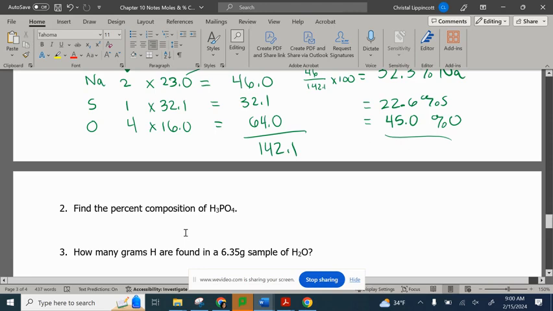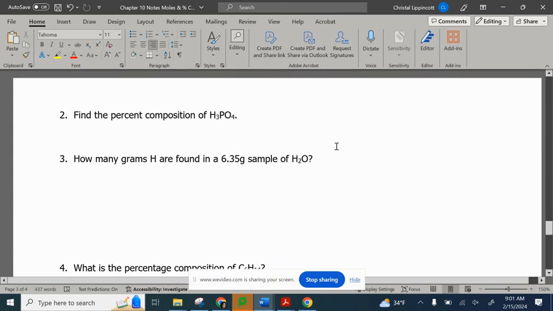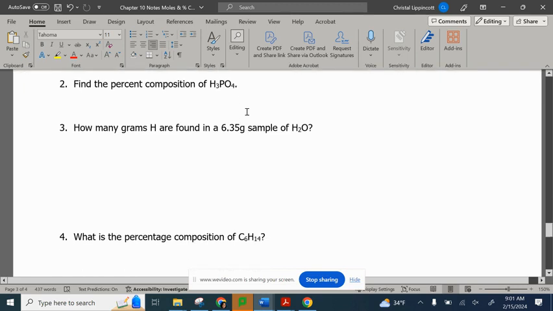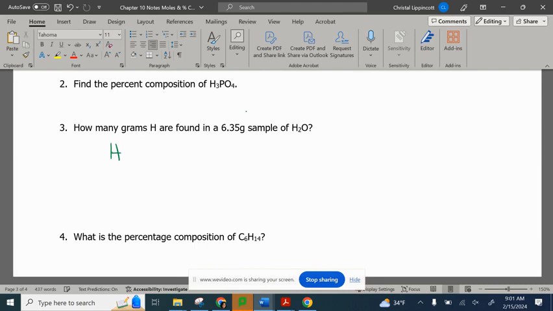All right. So here for number 3, they have how many? So 2 is done the same as 1. I think you're probably comfortable doing these now. So we're going to skip down to 3. How many grams of hydrogen are found in 6.35 gram sample of water? So what I have to do is I have to figure out what percent my hydrogen is in that water. So I've got 2 times 1. That is going to give me 2.0 for hydrogen.